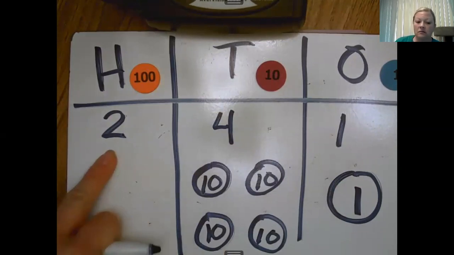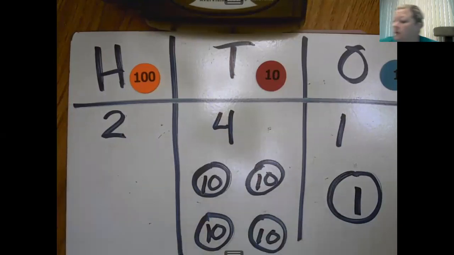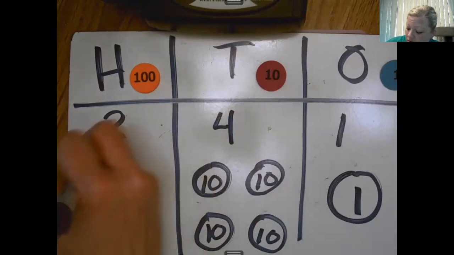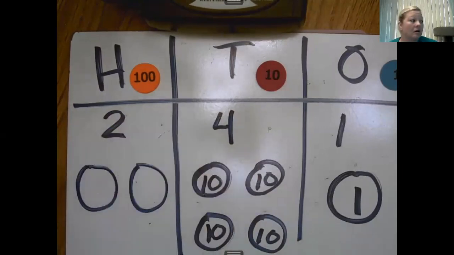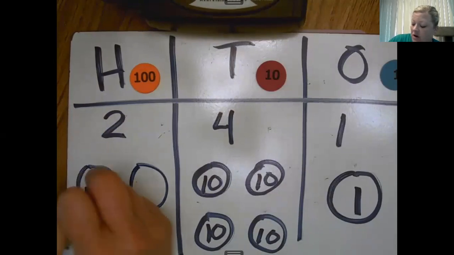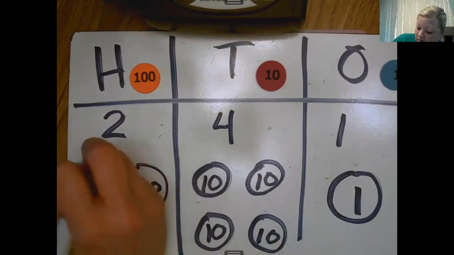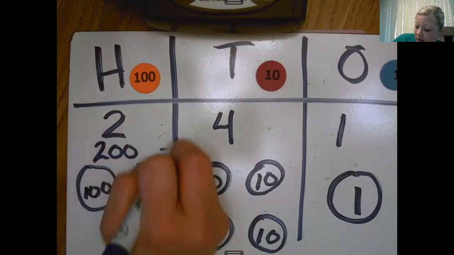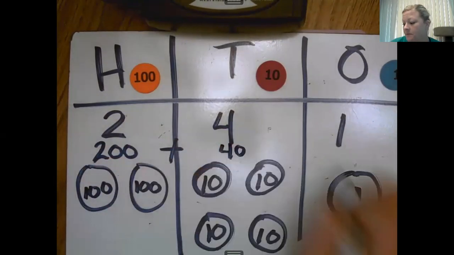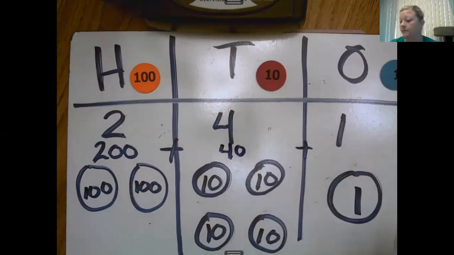And then my hundreds, I have 2. So I'm going to draw 2 circles, and I'm going to make them a little bigger because I write big. And I'm going to write 100 inside. So now I can count them. I can go 100 plus 100 is 200. So 200, 10, 20, 30, 40. So we can even write it like this: 200 plus 40 plus 1. So we wrote it in expanded form as well as drew a picture.